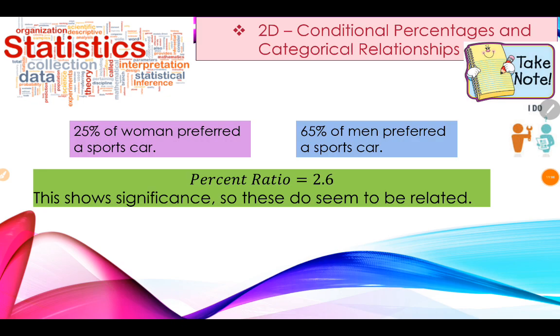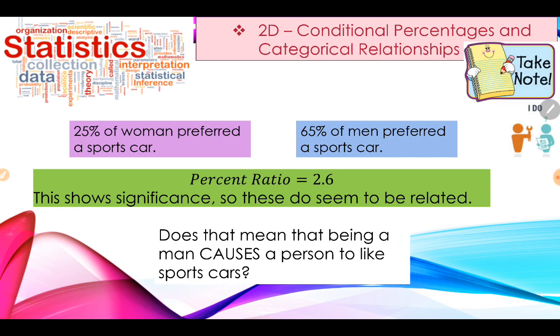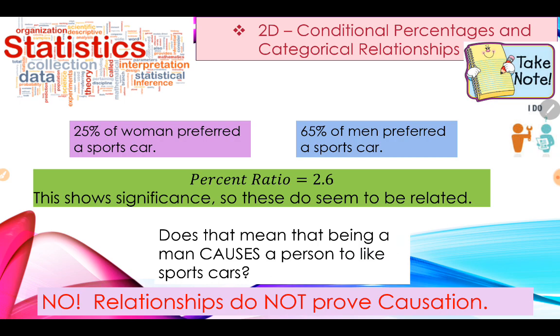Now here's the question of the unit. Does this mean that being a male causes a person to like a sports car? And hopefully you remember that first sentence from Unit 1, the first page of Unit 2. No, the relationship does not prove causation. Correlation does not prove causation. Yes, there is a correlation between gender and car preference, but it's not necessarily the cause. We cannot make any assumptions about that. We can only calculate numbers and see what's corresponding, but with statistics, we cannot determine cause.